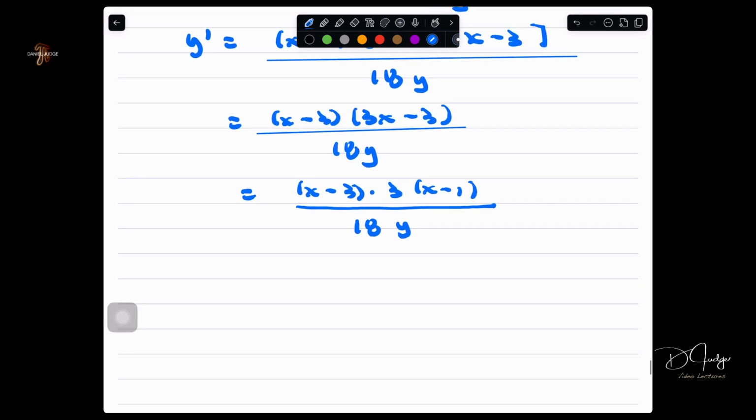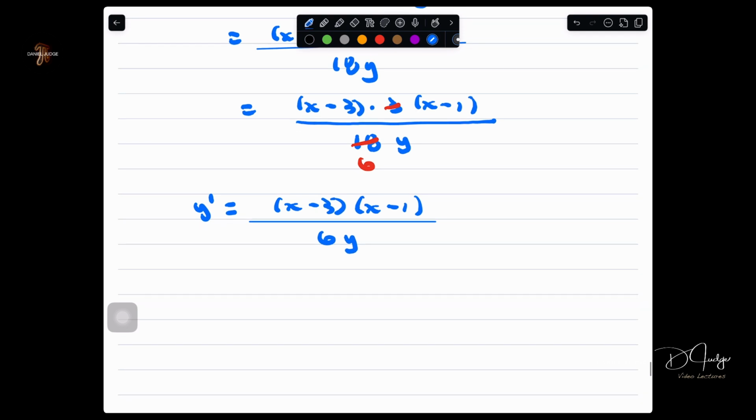Okay, let's be careful here and make sure everything's good to go. So that'll be a 6. So we have now y prime equal to (x minus 3)(x minus 1) over 6y. Don't forget, now we have that y prime. That's some pretty good progress here.